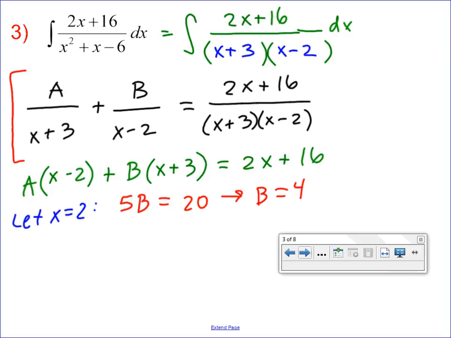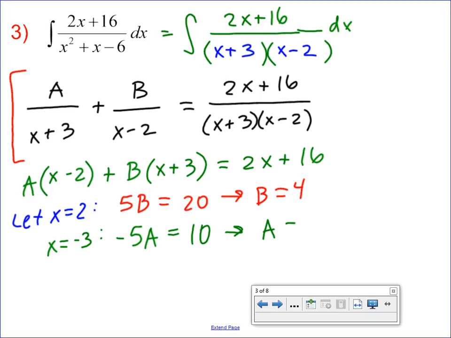Hey, that's not so bad. What else should we choose x to be? Courtney? -3. I'm down. Let's let x equal -3. Then that will force the second b term to drop out, and I'm left with -3 minus 2 is -5a equals 2 times -3 is -6 plus 16 is -10. No, positive 10. Positive 10? So I find that a equals -2.